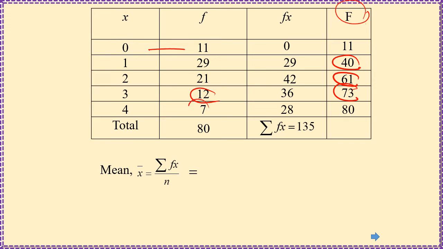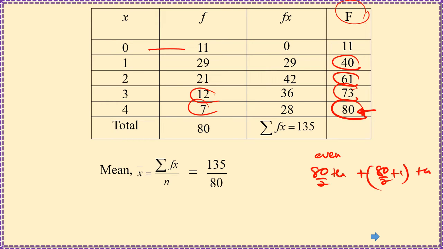And 73 plus 7 is 80. So we have a total of 80 houses. So for the mean, just divide the summation of fx by N, the total frequency. And then for the median, okay, so we have 80 data. So 80 data is even, right? So we need to use the formula of the 80 over 2 observation and the 80 over 2 plus 1 observation.